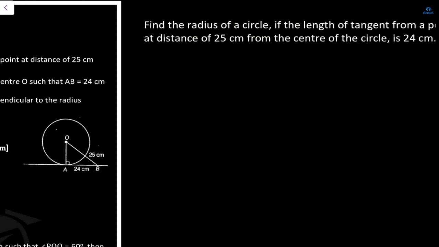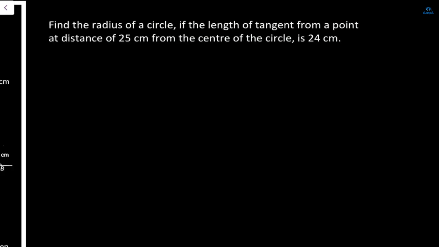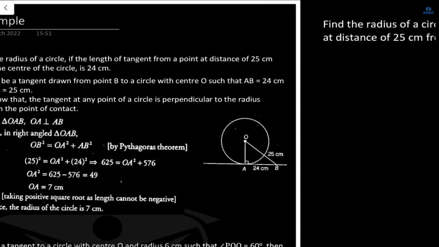Find the radius of a circle if the length of the tangent from a point at a distance of 25 centimeters from the center of the circle is 24. Ma'am, the answer is 7 centimeters. It's again a Pythagorean triplet, ma'am.